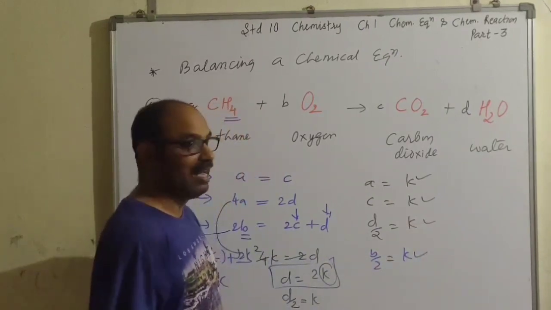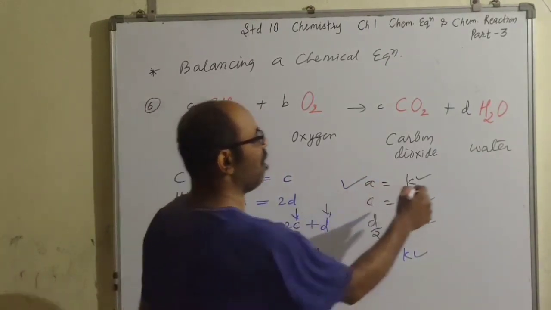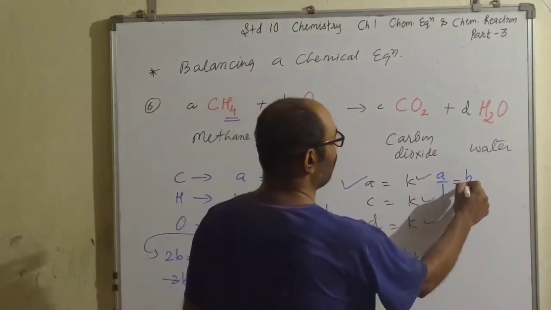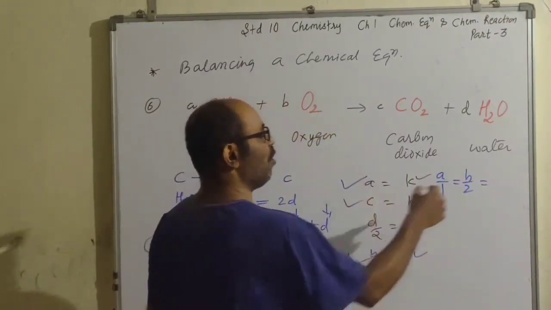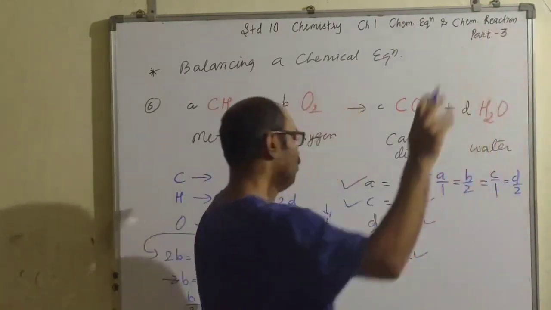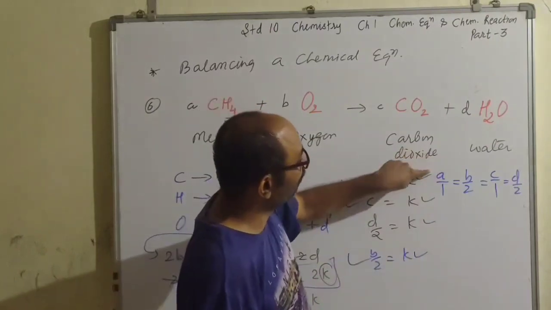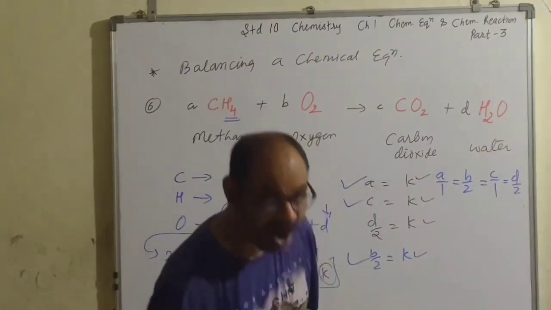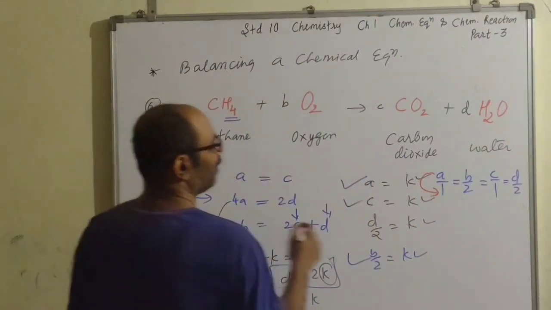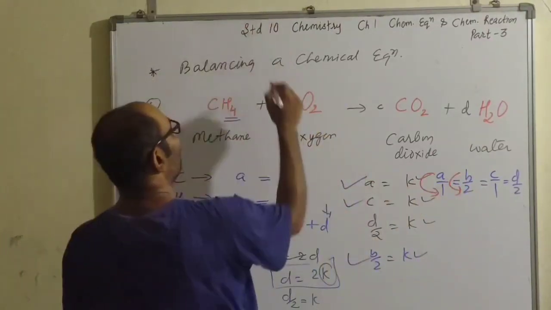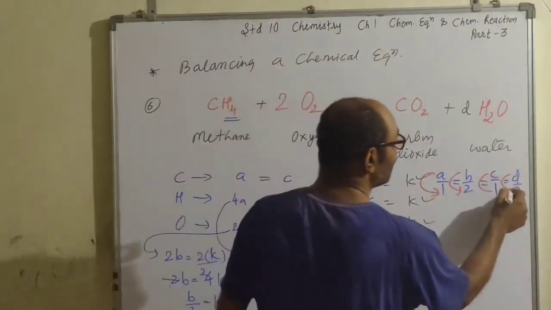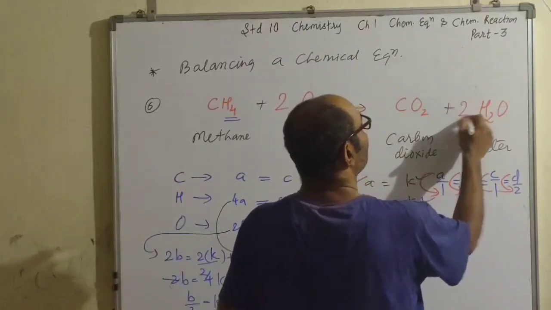Got it? So transitivity is developed. First I'll write A. A upon 1 is equal to. Then I'll write B. B upon 2. Then C upon 1. And then D upon 2. No need to write that. Well, the coefficients of A, B, C and D are all 1 times K. So you can say A equal to 1, nothing to be written. B equal to 2. C equal to 1, nothing to write there. D is equal to 2. So write 2.